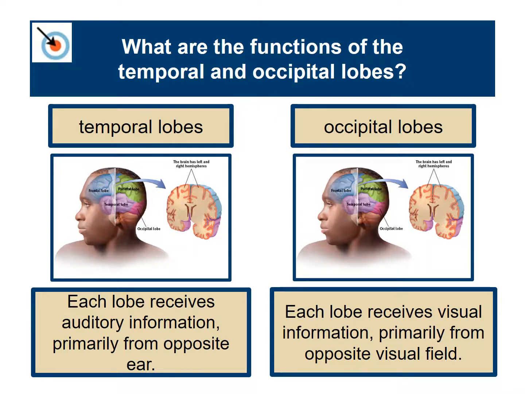We'll go into this in a little bit, but what that means is that what you see in your right eye is received in your left visual field, and vice versa, what you see in your left eye is perceived in your right visual field. And the same goes for your hearing.